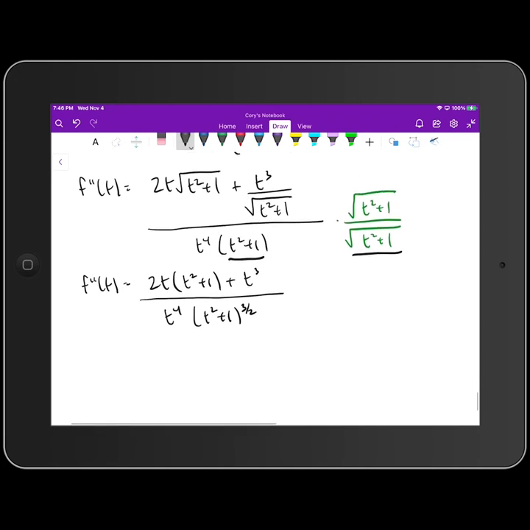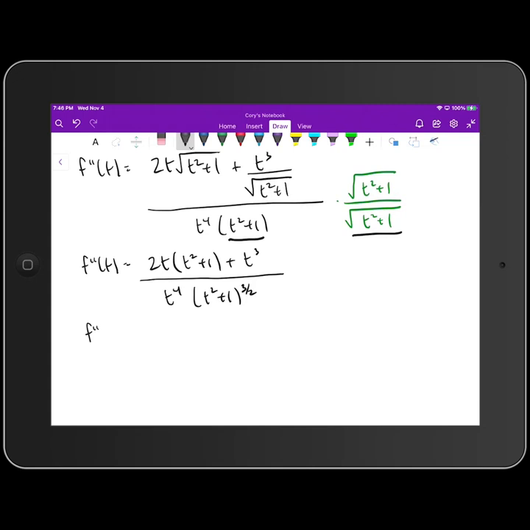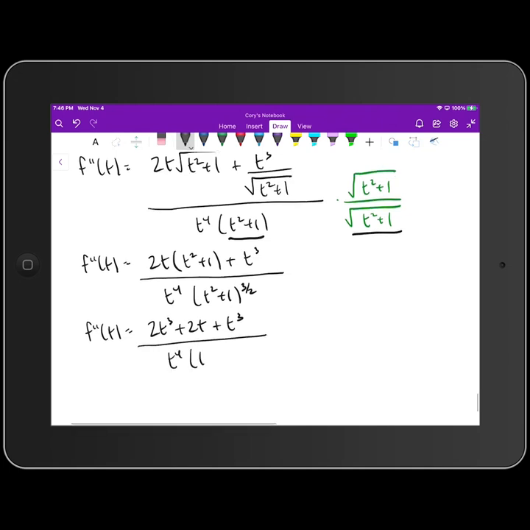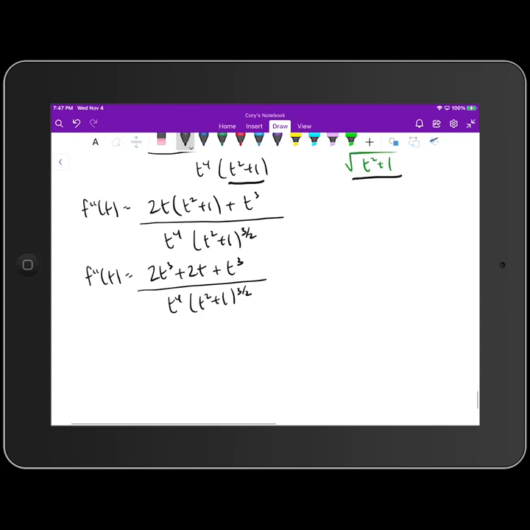Okay, we're getting there. We're almost done. Okay, so when I distribute in the numerator, 2t times t squared plus 1 is going to make 2t cubed plus 2t, plus t cubed, over t to the 4th power times t squared plus 1 raised to the 3/2 power. And then I can combine like terms in the numerator. So 2t cubed plus t cubed is 3t cubed plus 2t, all over t to the 4th power times t squared plus 1 raised to the 3/2 power.